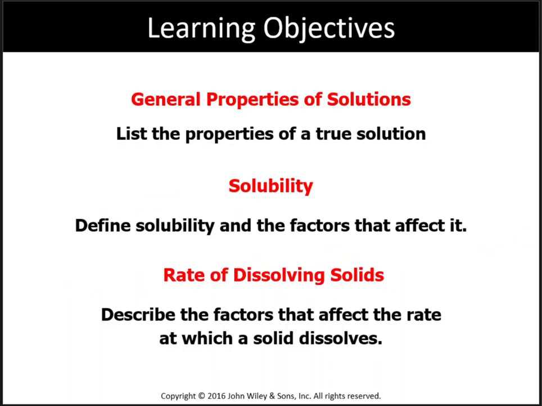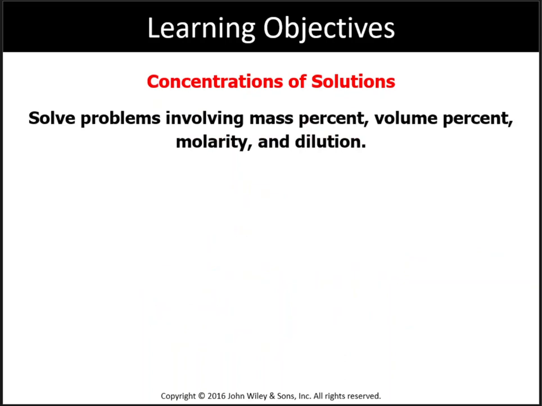So we learned general properties of solutions. In this chapter, we talked about solubilities, factors that affect the solubility, and also factors that affect the rate of solubility. We also looked at the concentrations of solutions. We looked at mass percent and molarity, and we also learned how to do stoichiometry when we're dealing with solutions. And also we learned how to do dilutions, going from a more concentrated solution to a less concentrated solution.